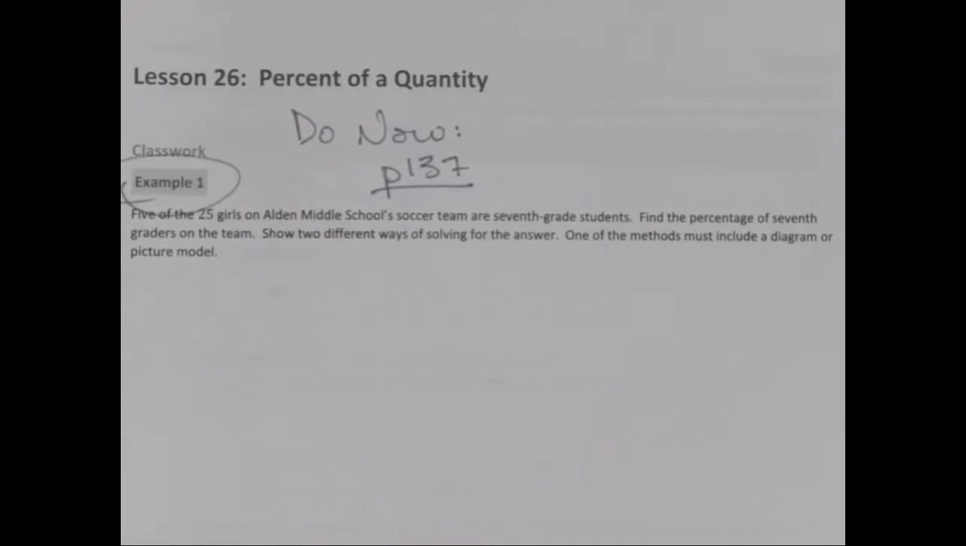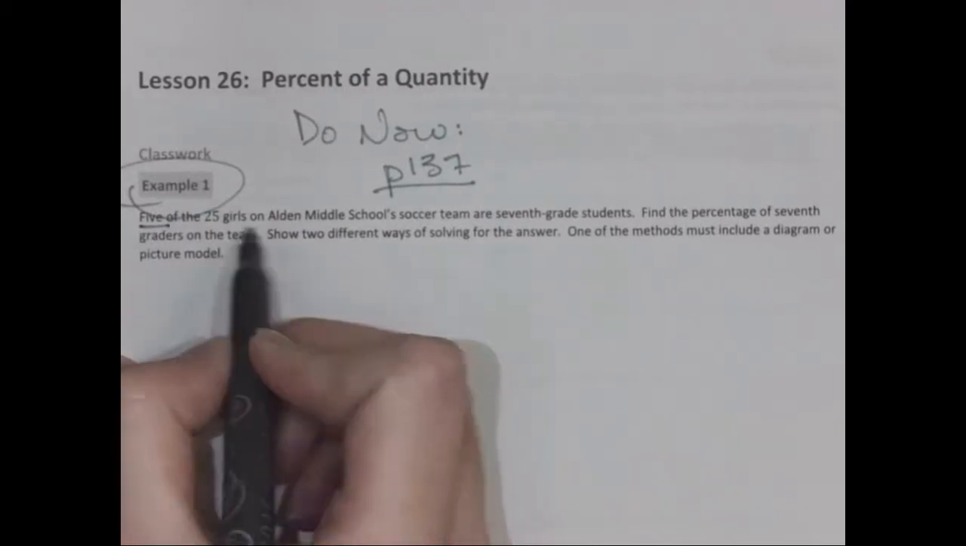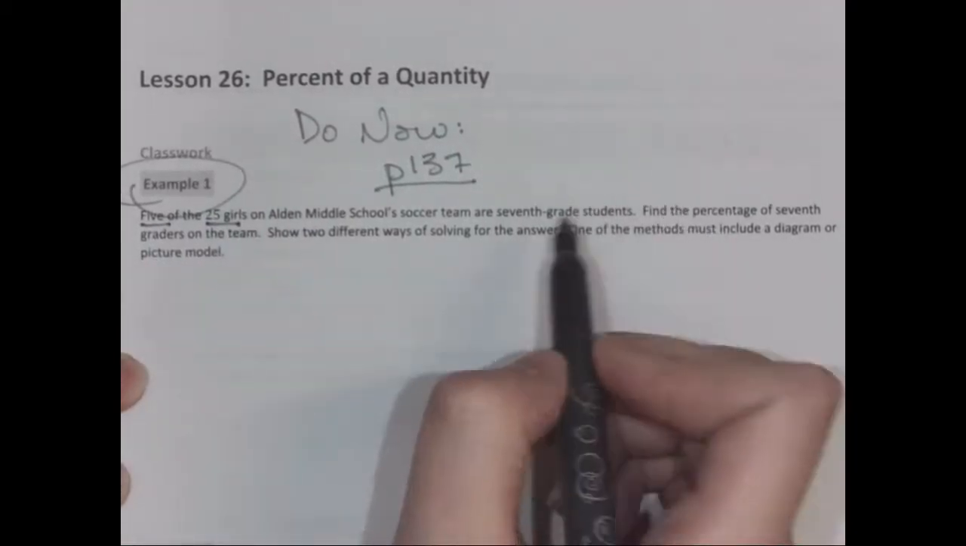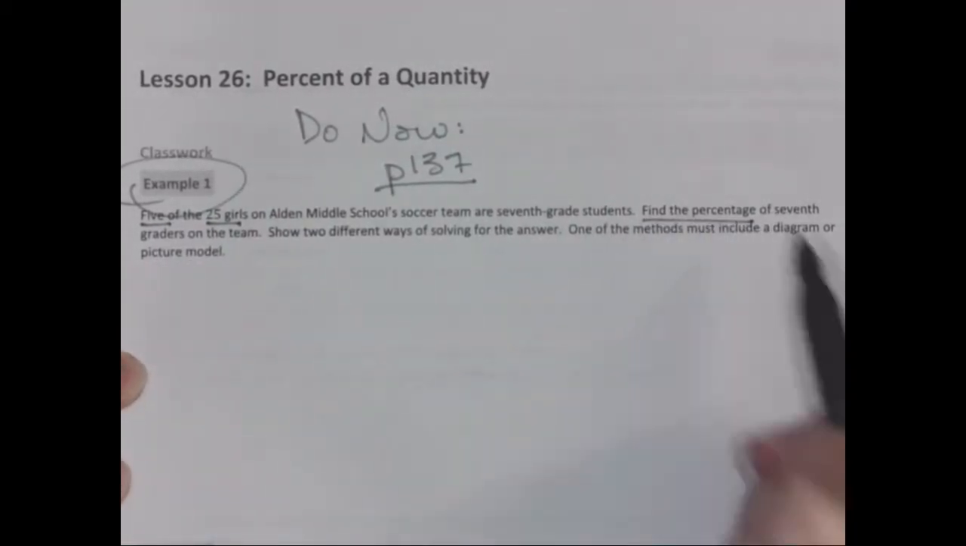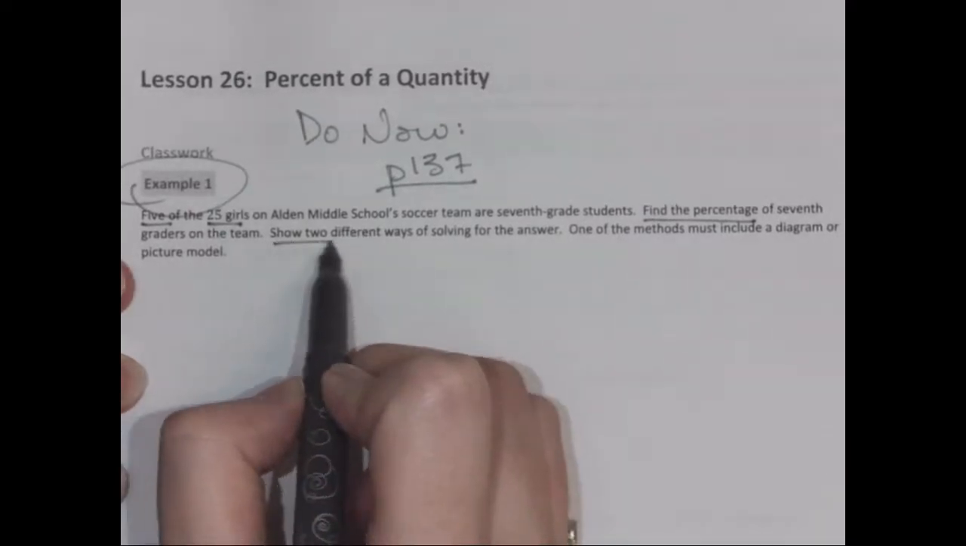So we have to break it down, right? We need to write what we know and label it. We need to count the questions. We have to do that before we can solve. So let's write what we know. 5 of the 25 girls are 7th graders. Find the percentage. Show 2 different ways.